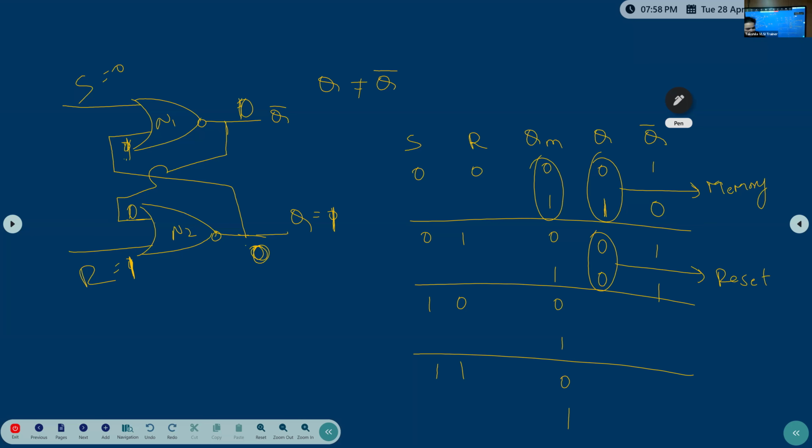So this case is called reset. The value is made 0. That bit is reset, that bit becomes 0. The memory element becomes 0, simply. Clear? So now next case.